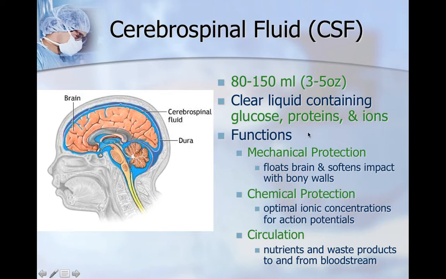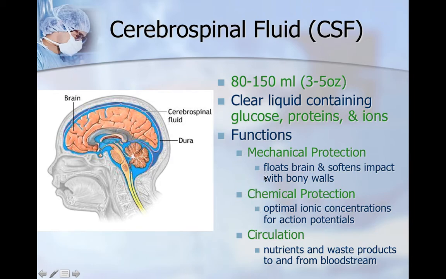Okay, here are the functions for cerebrospinal fluid. Functions as for mechanical protection, so it floats the brain. Your brain is floating in this fluid, which means it'll soften impact with the bony walls. So anytime you take a hit to the head or something like that, there is some cushion in there because of that fluid that's in there.